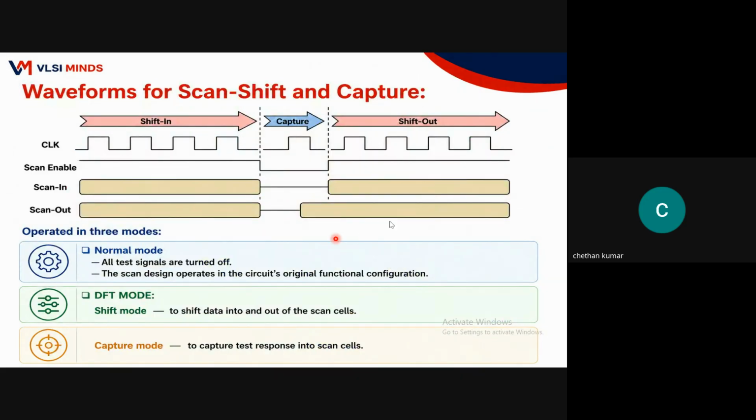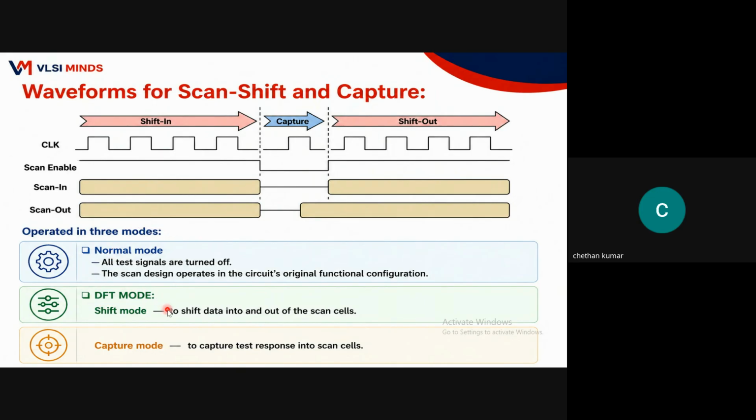So this is how it works. It works in two different modes: one is normal mode and another one is test mode. The normal mode is nothing but functional mode. In the functional mode, there will be one DFT control signal called the test mode signal, and that will be 0. Once the test mode signal is 0, it will operate like a normal functional mode, so we are not enabling the test mode.